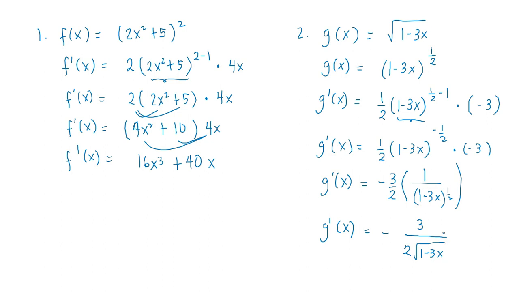Okay. So dahil bawal din ang pagkakaroon ng radical sign sa denominator, kapag final answer ang usapan, kailangan nating mag-rationalize. So magmumultiply lang tayo ng square root of 1 minus 3x both sa numerator and sa denominator. So kapag na-multiply natin yan, our final answer will be negative 3 square root of 1 minus 3x all over 2 minus 6x.